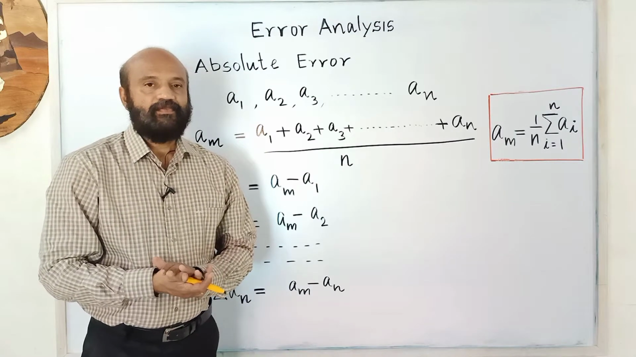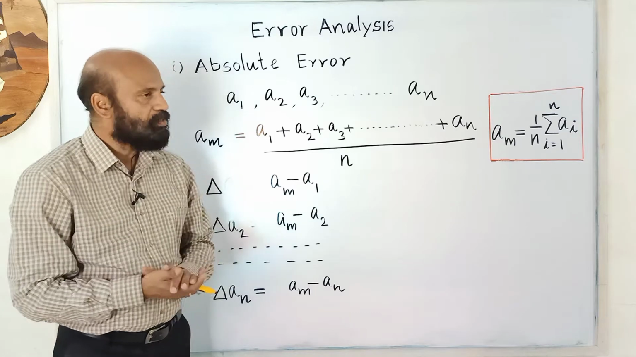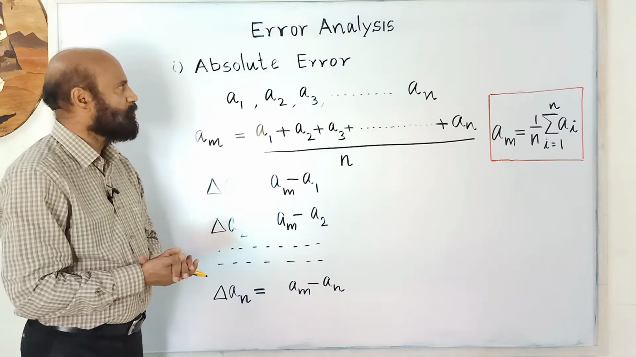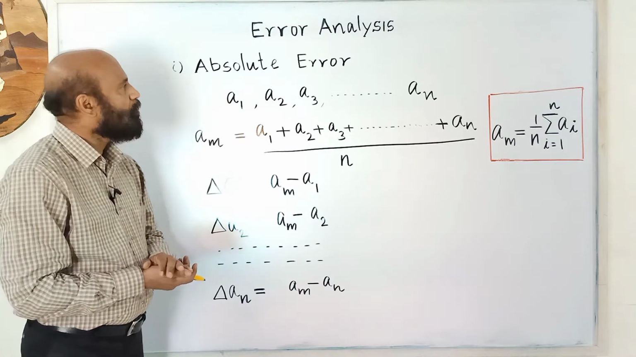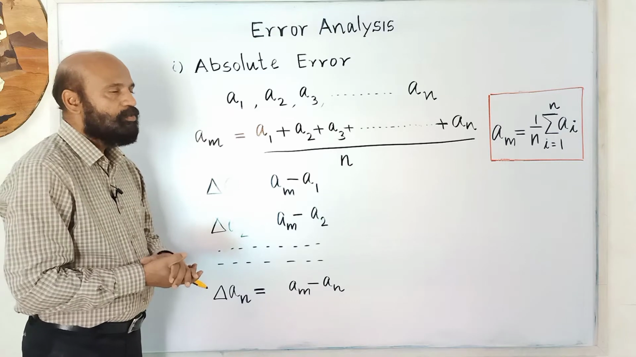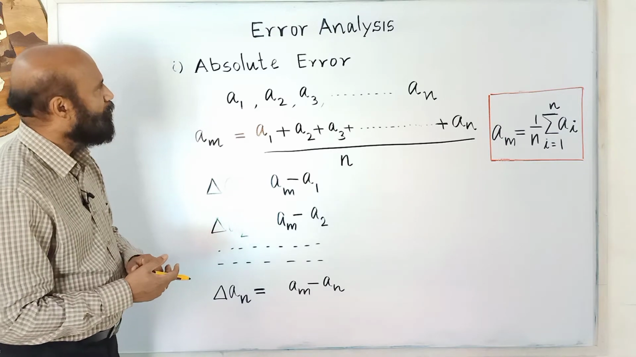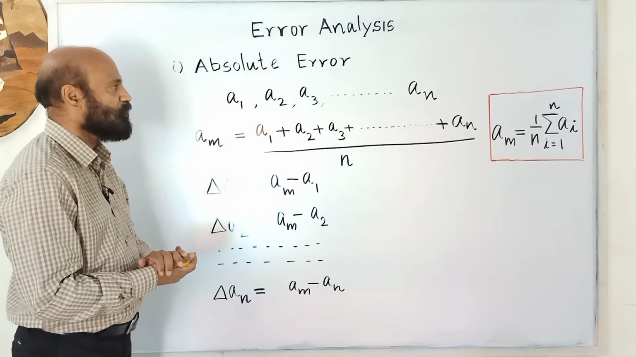We know that when we make measurements, there are various types of errors. Errors can be expressed in different ways. It can be absolute error, or mean absolute error, or a relative error, percentage error. So let us see what is error analysis.